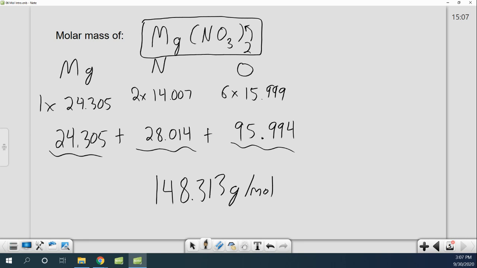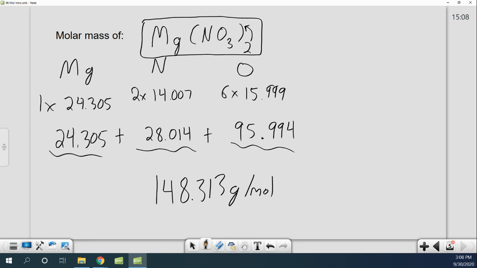So the bigger your compounds get, and the further down the periodic table you go, the heavier things get. So don't be surprised if big compounds like this are over 100 grams per mole. I mean, if you were to go way down to something like mercury, it itself would be 200 grams per mole before you even put it in a compound, because mercury is really heavy. It's got a molar mass of 200.59.